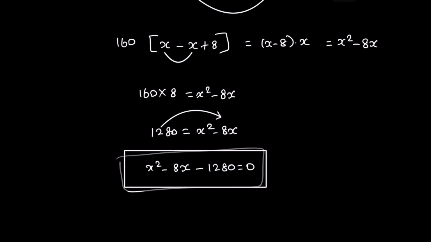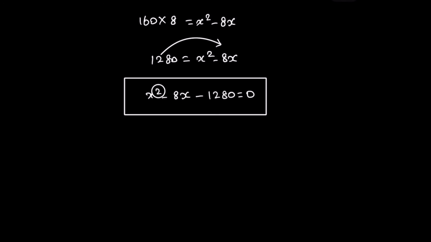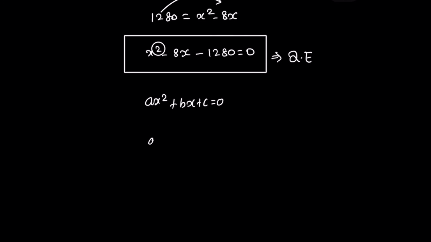So now the maximum power is 2. So this one we can rewrite in the form of a quadratic equation. So ax square plus bx plus c is equal to 0. So now the value of a is equal to 1, b is equal to minus 8 and c is equal to minus 1280.